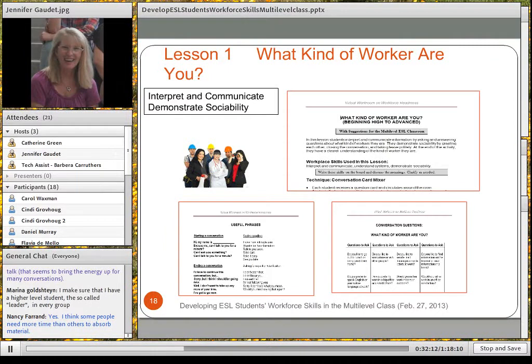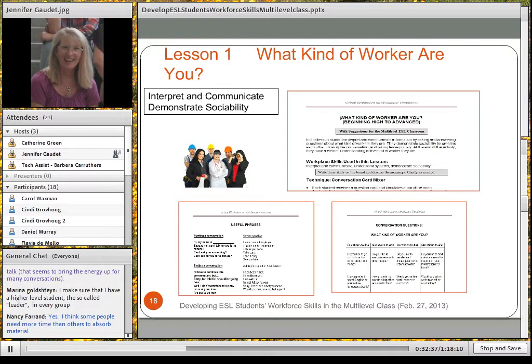And this is where I'll be applying the scaffolding and grouping into a tangible lesson that you can use in your classroom. I've used the lessons that I will share with you today in my own classroom, supplementing my textbook, and students have really enjoyed them. You see the title, what kind of worker are you?